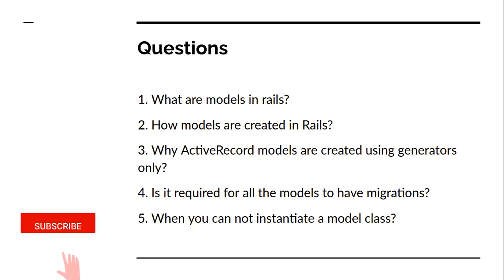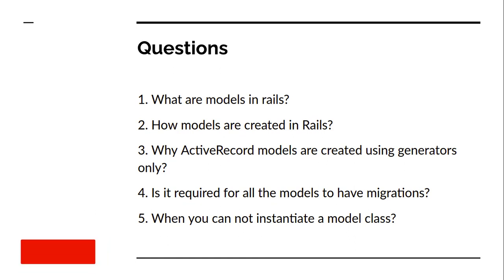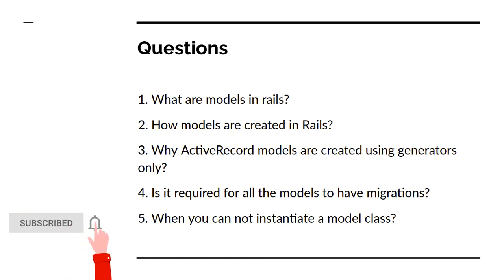Is it required for all the models to have a migration? It is not required, because we can create a plain Ruby class in the models folder. If we are not providing a table for it, it is not required for all the classes in the models folder to have a migration. It is also possible that you have an Active Record model and you deleted the schema migration for it, or you don't need a table for that. That is okay, but usually whenever we create an Active Record model, we need the schema migration for that.